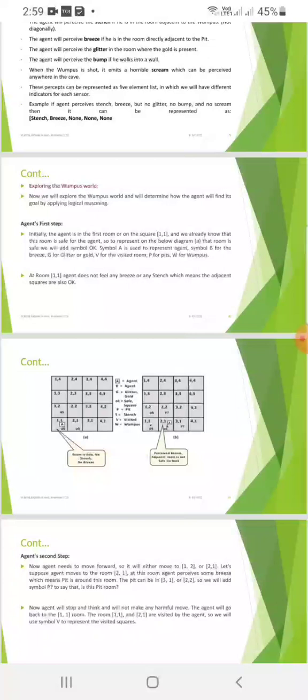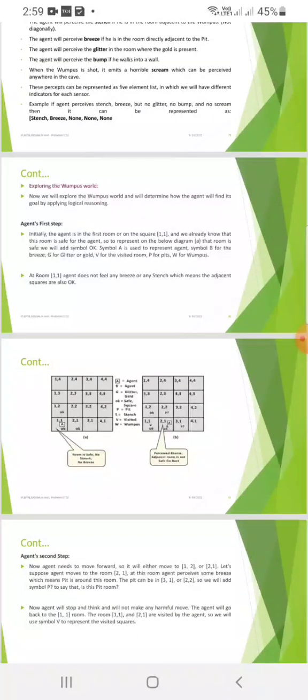So the first step of the agent is, initially the agent is in the first room. I already told he is standing in 1,1, and we already know that this room is safe for the agent. So to represent on the below that the room is safe, we will add the symbol OK. So they are just describing it as OK in that first room.